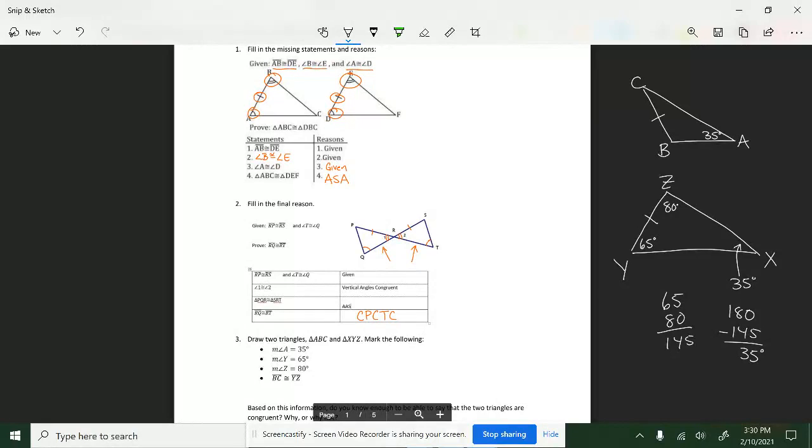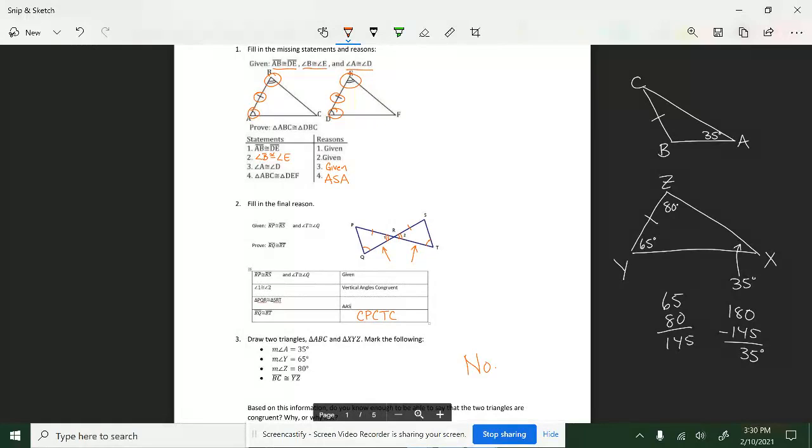We know we have a pair of sides that are congruent, CB and YZ. But you can tell that these are two very different looking triangles, and they're not actually congruent. And the answer on number 3 is going to be no, they are not congruent.